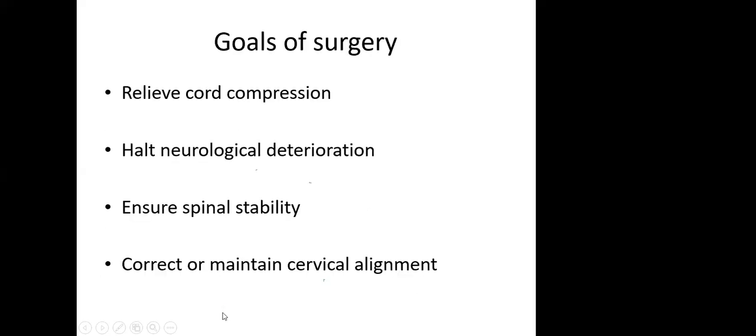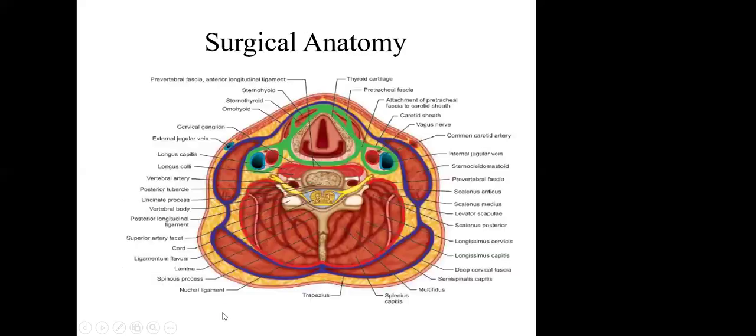The goals of surgery: one, to relieve cord compression; two, to halt neurological deterioration; three, to ensure that there is spinal stability; and four, to correct or maintain cervical alignment.